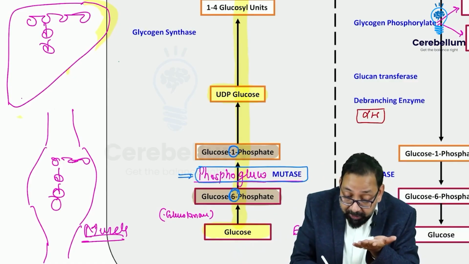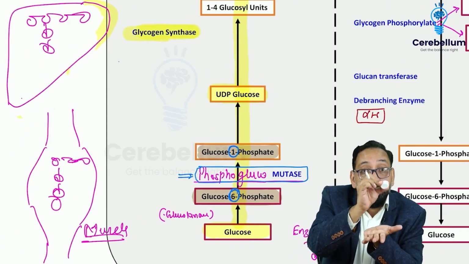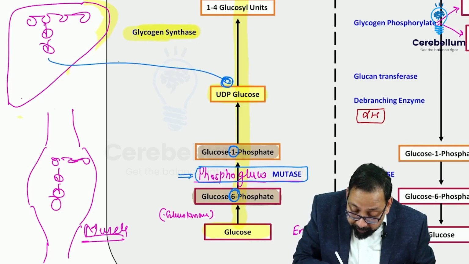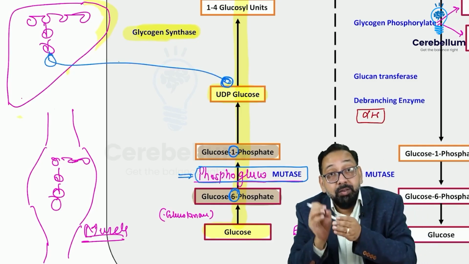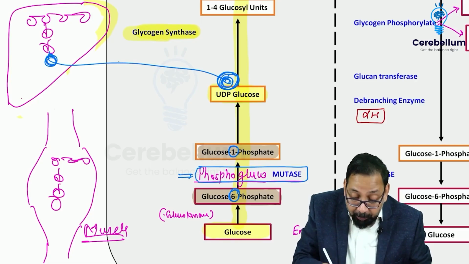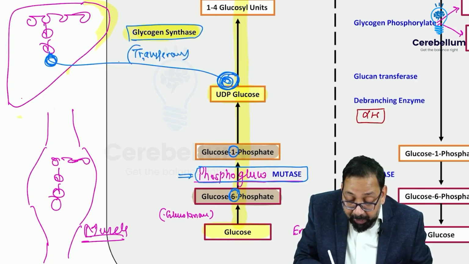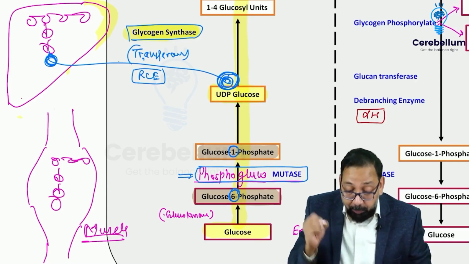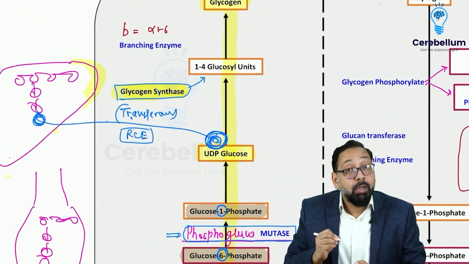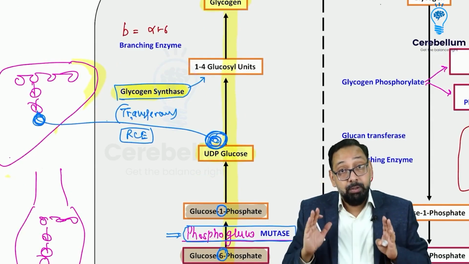Now glycogen synthase will come. This glycogen synthase will take this glucose and join it to pre-existing glycogen. So glycogen synthase transfers glucose from UDP glucose to pre-existing glycogen. So glycogen synthase is a transferase, and this is the rate limiting enzyme for glycogen synthesis. It makes alpha 1,4 bonds.